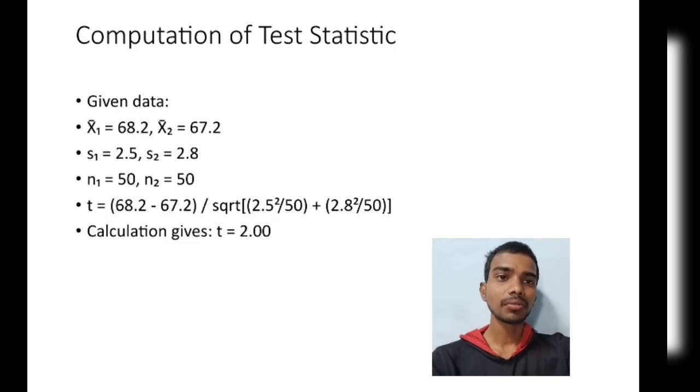Computation of test statistic. Given data: x1 bar is equal to 68.2, x2 bar is equal to 67.2, s1 is equal to 2.5 and s2 is equal to 2.8, n1 is equal to 50 and n2 is equal to 50. T is equal to 68.2 minus 67.2 divided by square root of 2.5 whole square divided by 50 plus 2.8 whole square divided by 50. Calculation gives T is equal to 2.00.